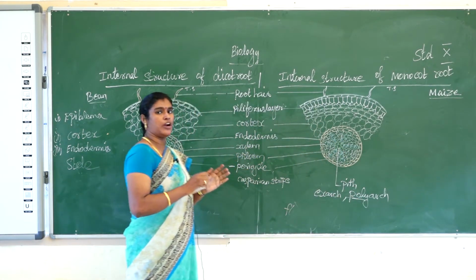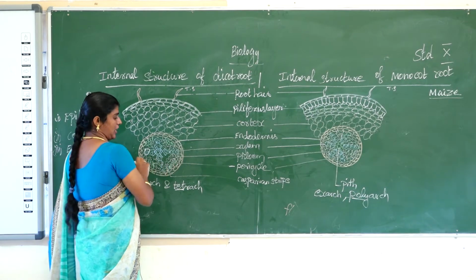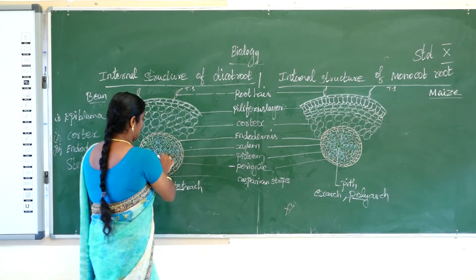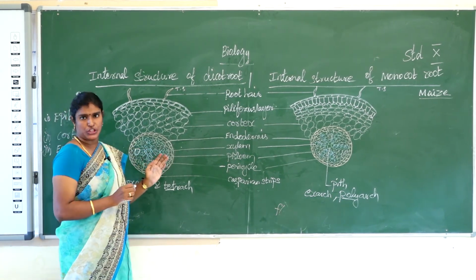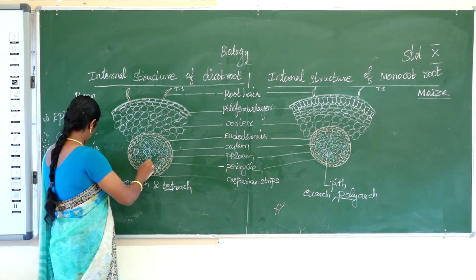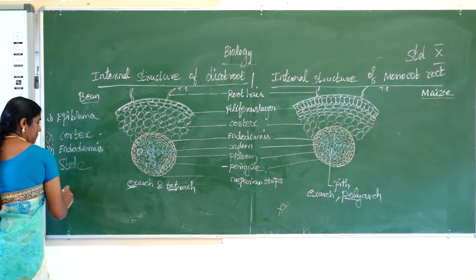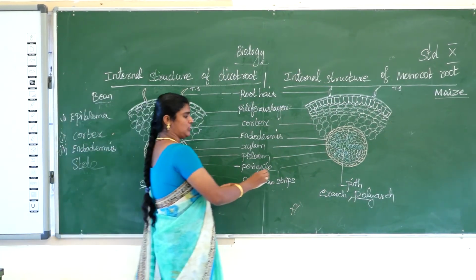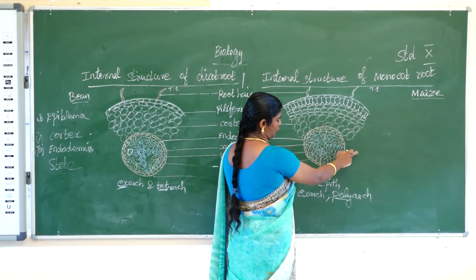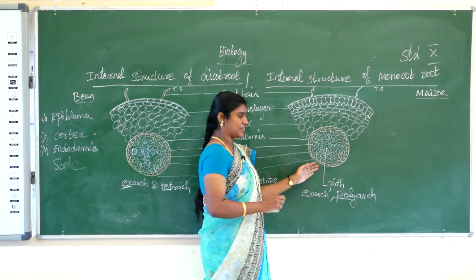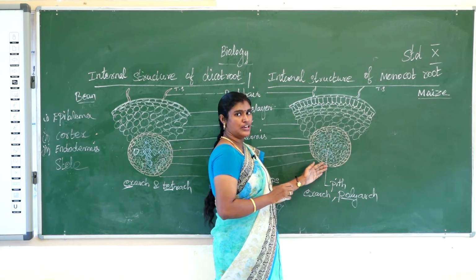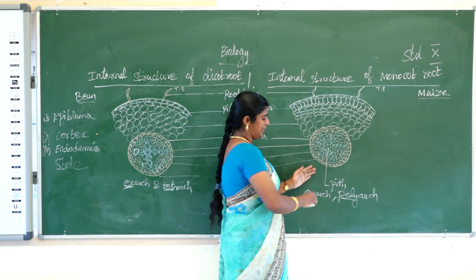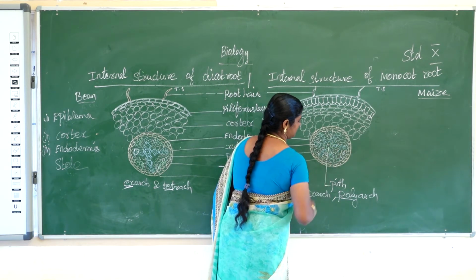Another important point: in vascular bundles, the tissue present between the xylem and phloem is called conjunctive tissue. Next, the last one, the pith. Pith is only present in the monocot root. It is present at the center. What is the use of the pith? It stores food.